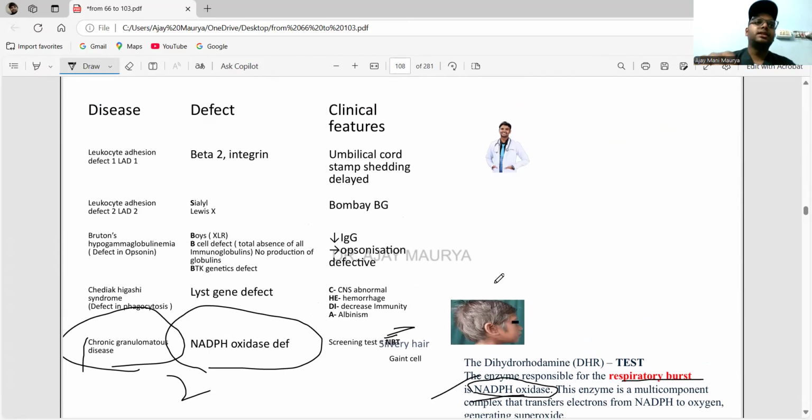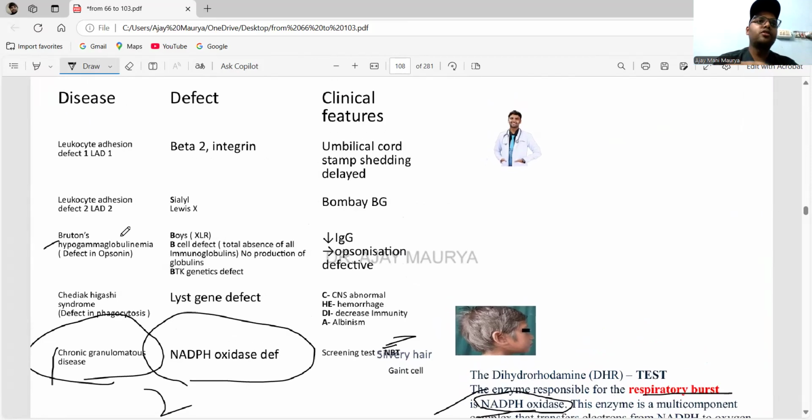Next one, this is the Bruton's hypogammaglobulinemia. This is how they are going to ask the question. First of all, straightforward. Bruton's hypogammaglobulinemia is a type of defect in what?